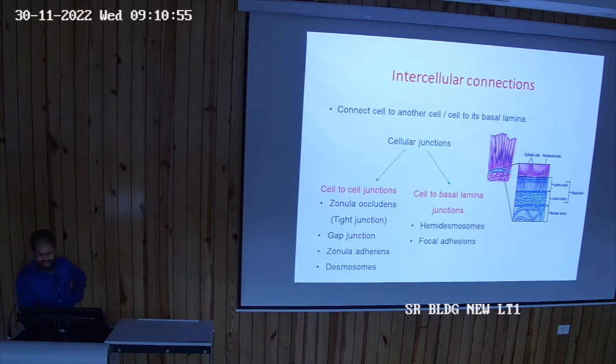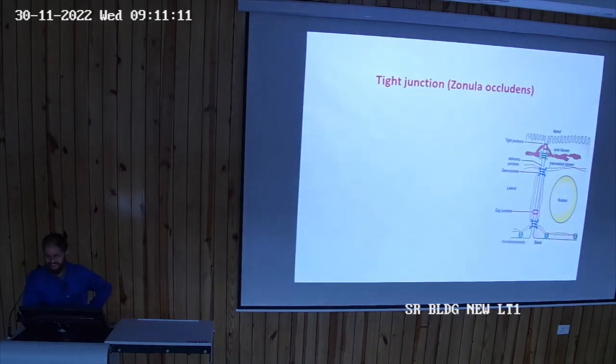This is the epithelial cell, and what is here? This is the basal lamina. Together these three form the basement membrane. Then we will study each one by one. Coming on to the tight junctions, that is zonula occludens. You can see here in this structure, this is zonula occludens, the uppermost one. That is the tight junctions or zonula occludens.